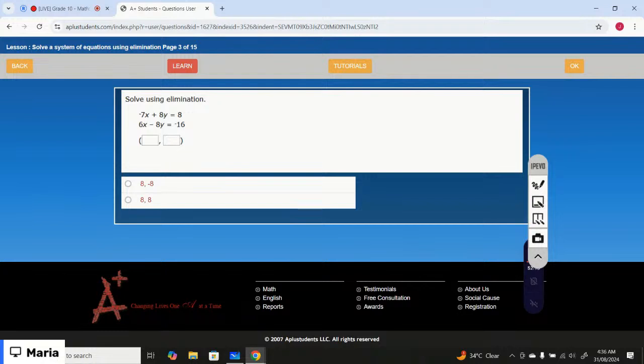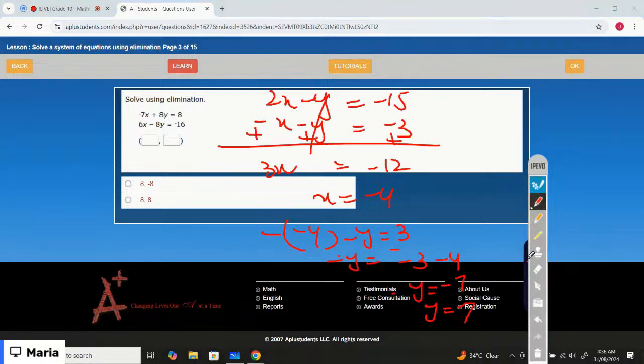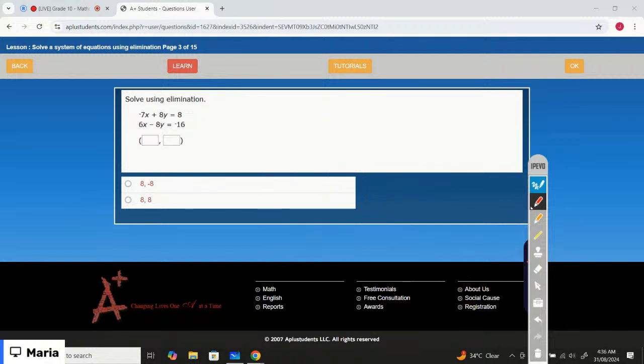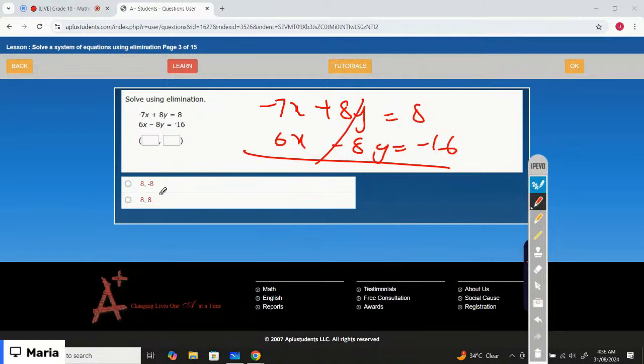Okay, so negative 7x plus 8y equals 8 and 6x minus 8y equals negative 16. So simply add both the equations, and the variable y would be eliminated, right? Negative 7x plus 8y equals 8. Then 6x minus 8y equals negative 16, right? 8y minus 8y is 0. You are left with negative 7x plus 6x is negative x equals negative 8. So x equals 8, right?